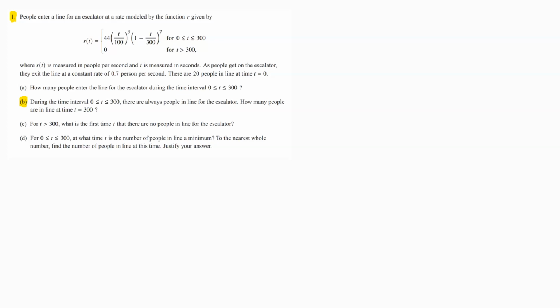Alright, so looking at B, B says during this time interval here from 0 to 300, there are always people in line for the escalator. How many people are in line at the end of that period of time at t equals 300?